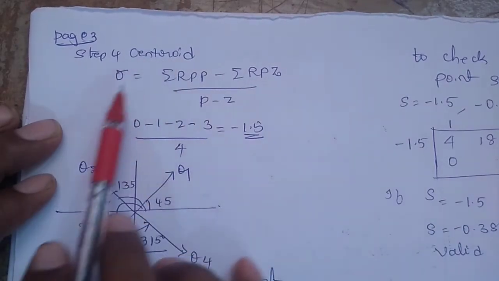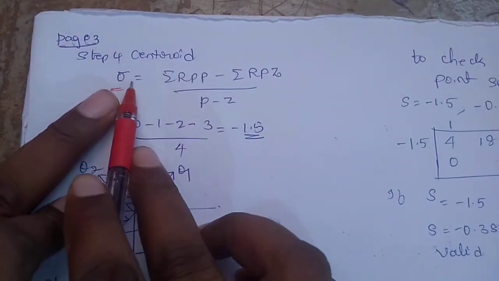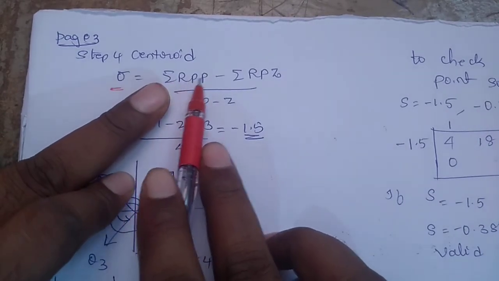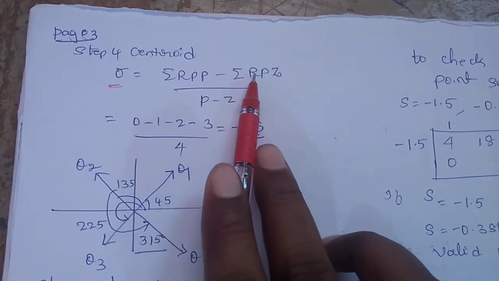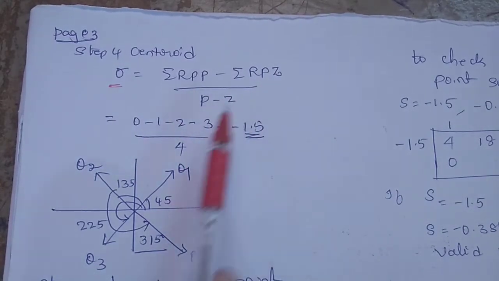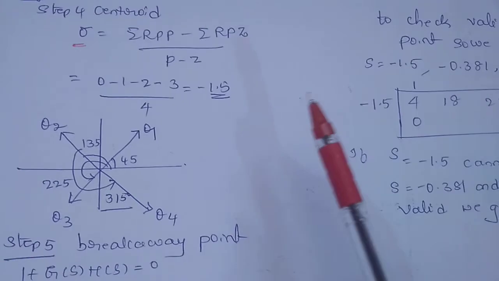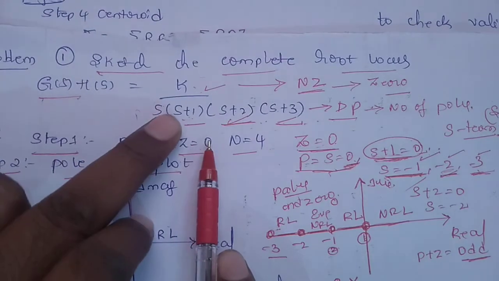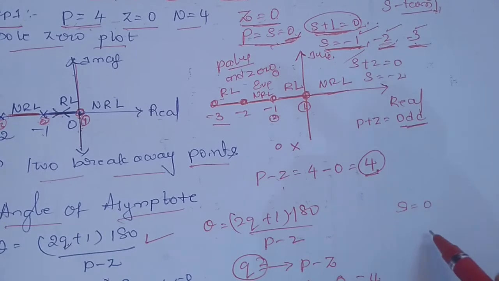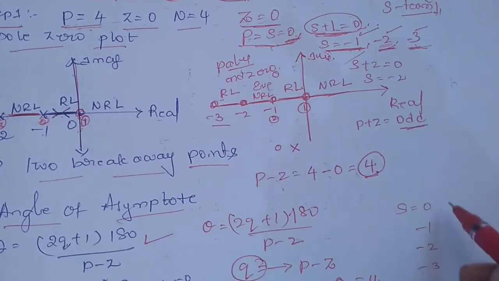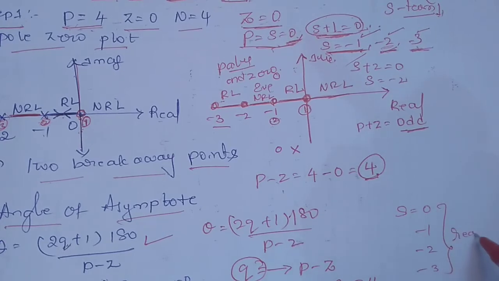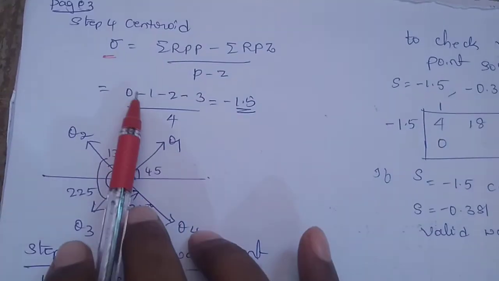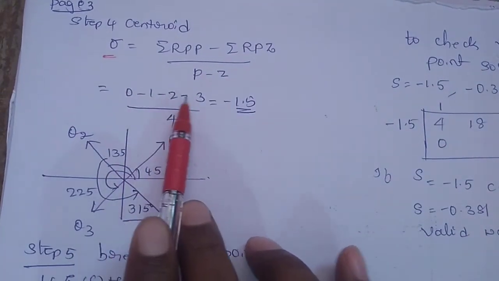So to find the centroid, you can use the formula: sigma is equal to the summation of real parts of poles minus the summation of real parts of zeros. The real parts of poles in the given problem, just look here, are s equal to 0, minus 1, minus 2, minus 3. This we can call real values or real part of the root locus. Hence you have to substitute these values 0, minus 1, minus 2, minus 3, and the centroid is minus 1.5.